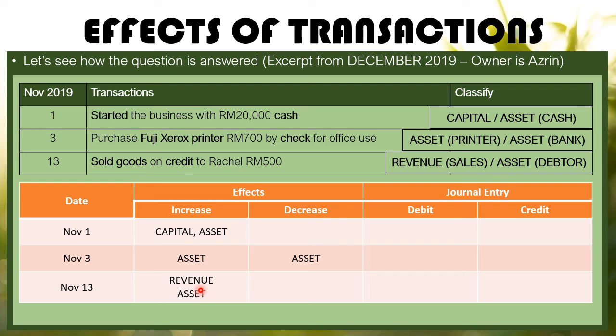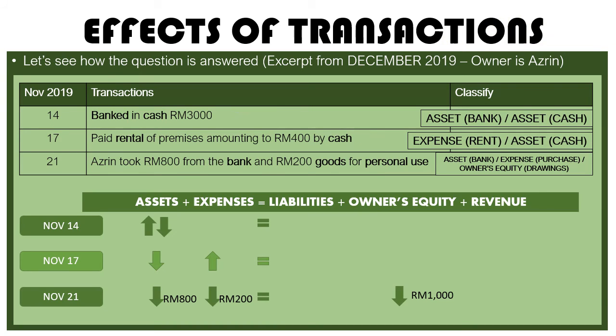Yang ni pun sama, revenue bertambah, asset pun bertambah. Ya, asset tu dekat equation yang sebelah sini lah, revenue tu dekat equation sebelah sini. So the equation would still remain the same. Okay.